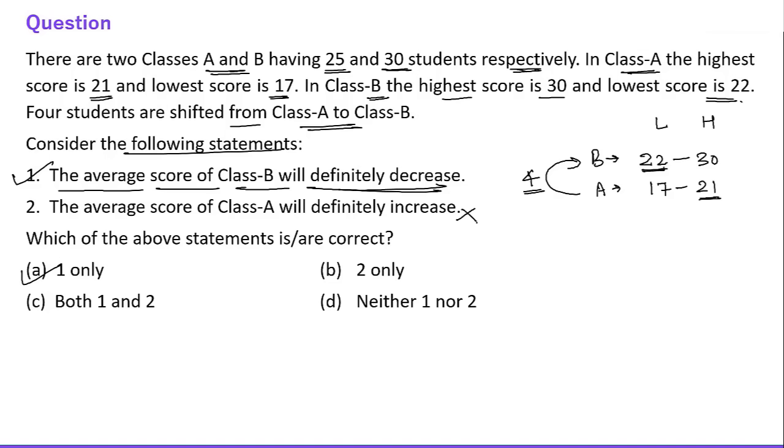No, we can't say this because we don't know which four students are being shifted from class A to class B. Fine. So let's say if the top four students are going from class A to class B, then the average of class A will decrease. If the bottom four students are going from class A to class B, then the average of class A will increase. So we cannot say anything definitely over here, right? So that's why only the first statement is correct. The average score of class B will definitely decrease. Option A is the correct choice. Right everyone? Fine. Okay, now let's move to the other question.